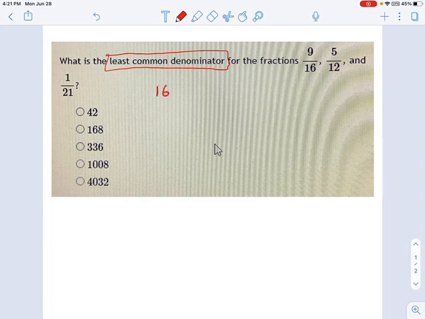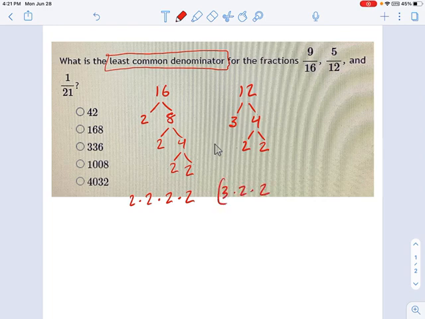So let's take 16. That factors into 2 and 8. And 8 factors into 2 and 4, and 4 factors into 2 and 2. So 16 is really just 2 times 2 times 2 times 2. Okay? And likewise, we can do this factor tree method for the other ones. 12, that's just 3 and 4. 4 is just 2 and 2. So 12 is 3 times 2 times 2.